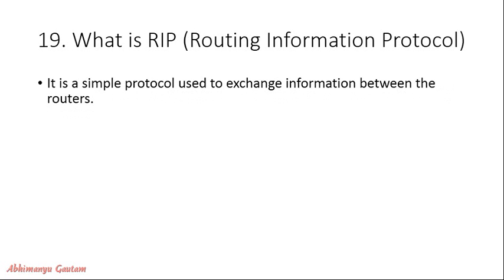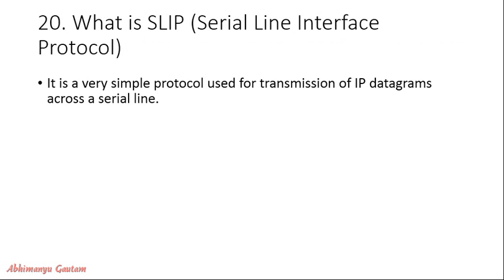What is RIP? Routing Information Protocol. It is a simple protocol used to exchange information between routers. What is SLIP? Serial Line Internet Protocol. It is a very simple protocol used for transmission of IP datagrams across a serial line.